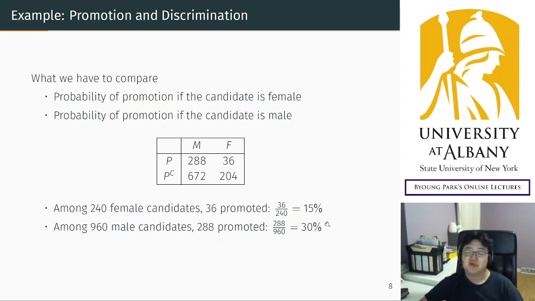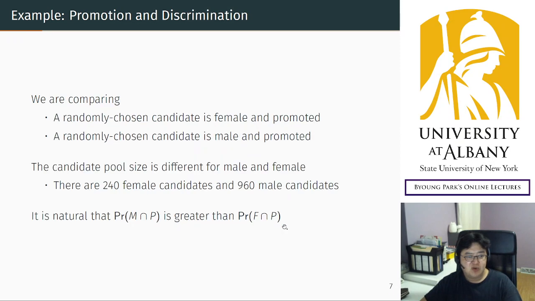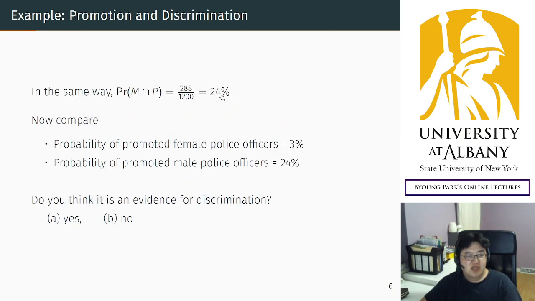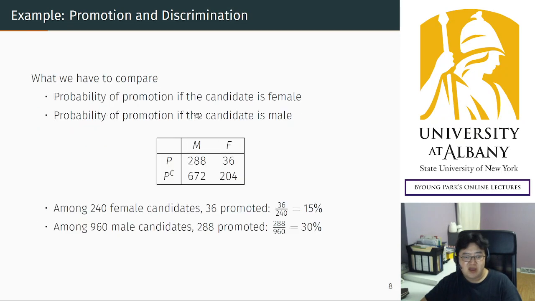This is now comparable. This is what you had to compare. And the difference is the denominator. I am adjusting the pool size. So remember these numbers. I'm going back. You obtained 24% as 288 divided by 1200. But now, the numerator is the same, but the denominator is adjusted. The pool size shrank to only male candidates.